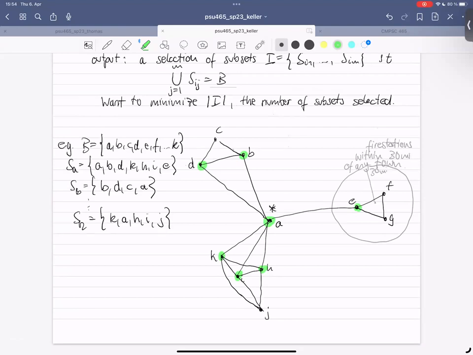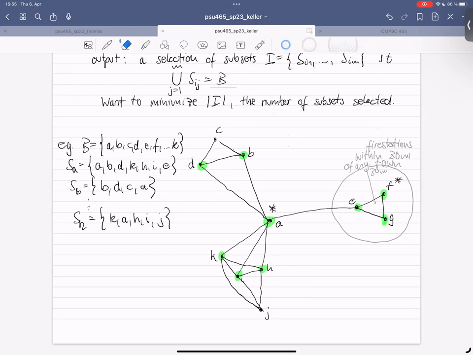Okay, and which city would you pick next? And why? Yeah, F would cover 2 cities, G the same, but if you picked C or J, we would cover only 1 city. So to be greedy, we would pick F or G, and in this case, you would cover the other city as well. So let's say we picked F, and this will also cover G.